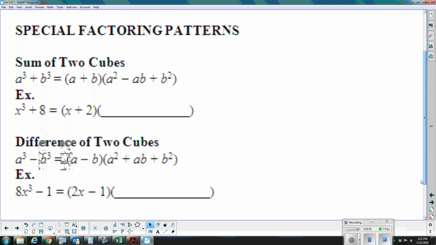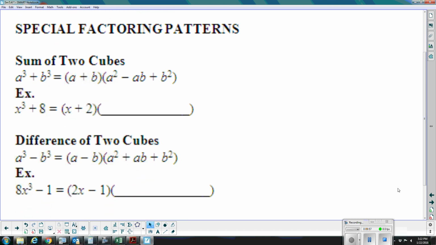All right, this next section is special factoring patterns, similar to the common multiplication patterns that we did in the last unit when you were multiplying out your polynomials. So we have the sum of two cubes and we have the difference of two cubes.